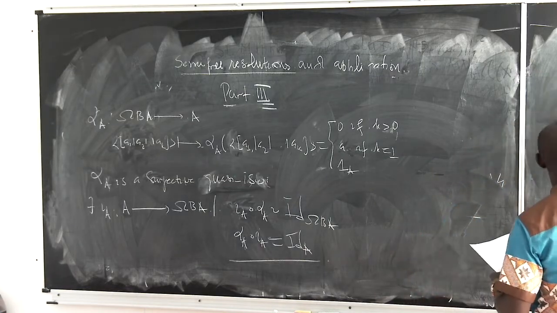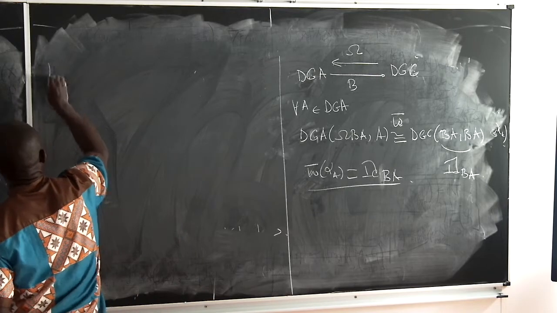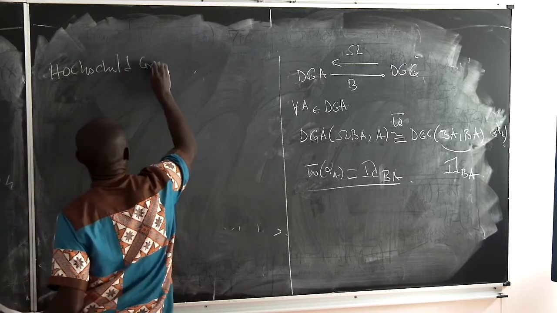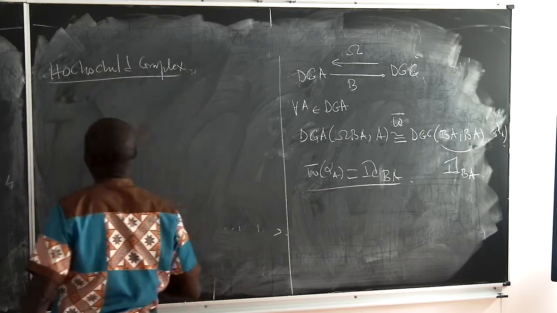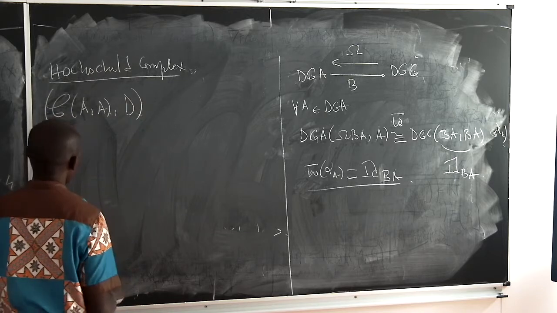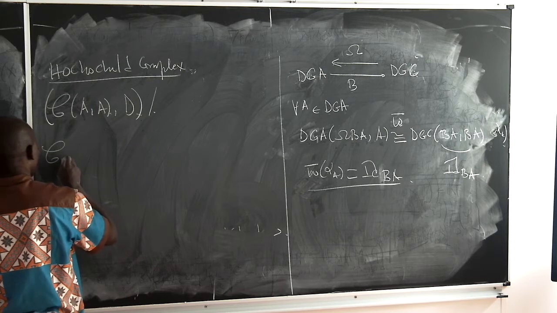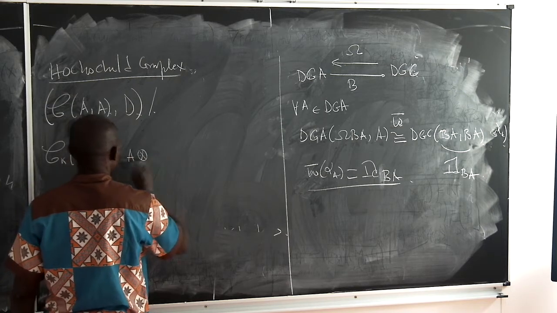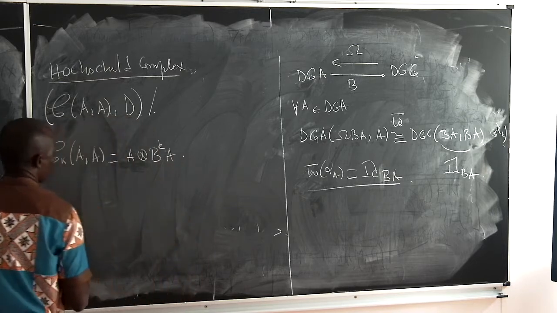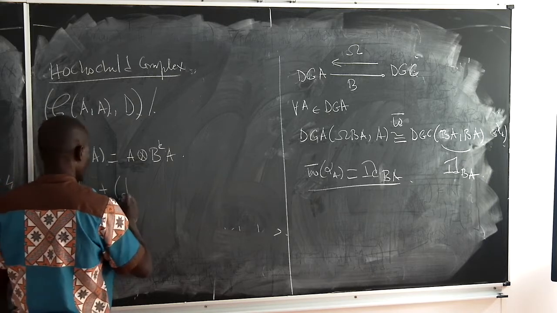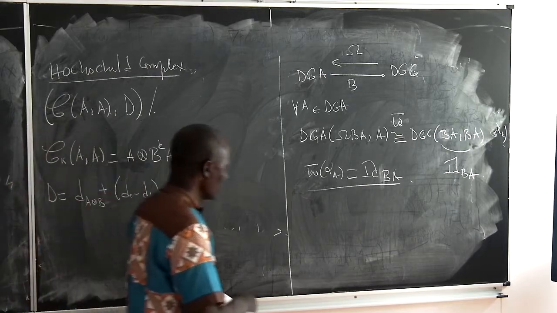So with this relation, we can go directly to the definition of the Hochschild complex. A Hochschild complex is just a differential graded module such that, for all k, the differential here is given by d_A tensor b plus d0 minus d1. D1 and d0 have been defined in the notes.